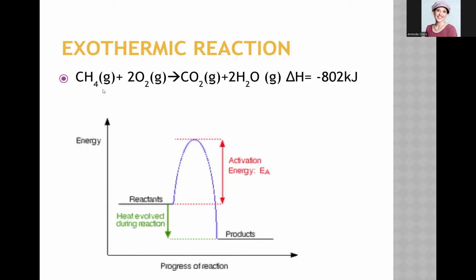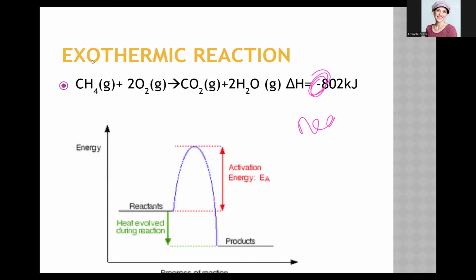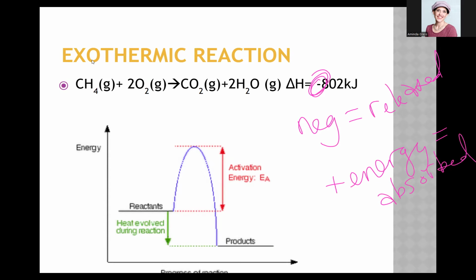An example is methane combustion. So we have methane, we're reacting it with oxygen, we're forming carbon dioxide and water, and we release 802 kilojoules. If this number is negative, the negative number equals energy released because we consider it lost. If it's negative, it's released. If you have a positive energy value, that's energy absorbed because you have to add it.